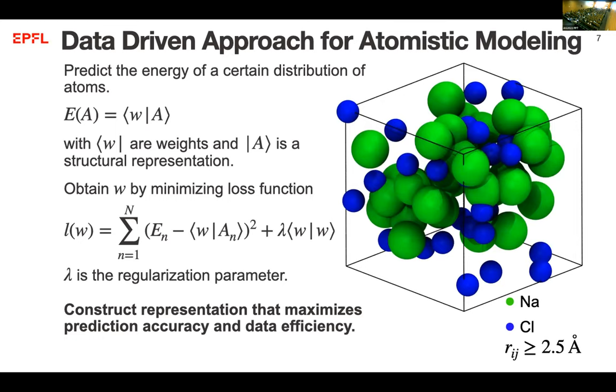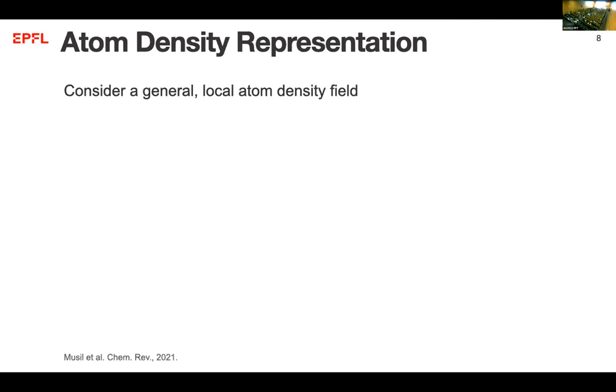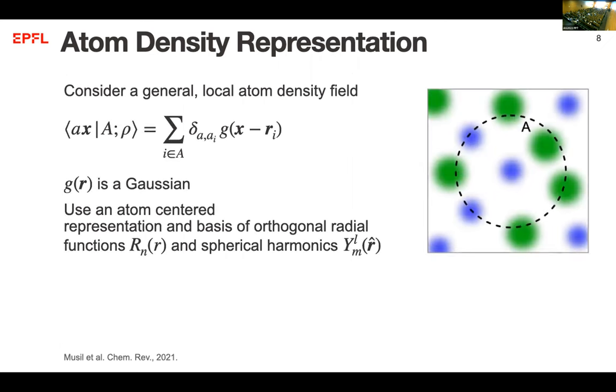So the first one, which we use a lot in our group, and I saw this on several screens, is an atom density representation, also called SOAP. So what you do is you have a general local atom density field. You put on each atom a Gaussian charge cloud, and then you use an atom-centered representation, and you project this on an orthogonal radial basis, I will tell you what you could choose, and spherical harmonics, right? You probably know this from quantum mechanics.